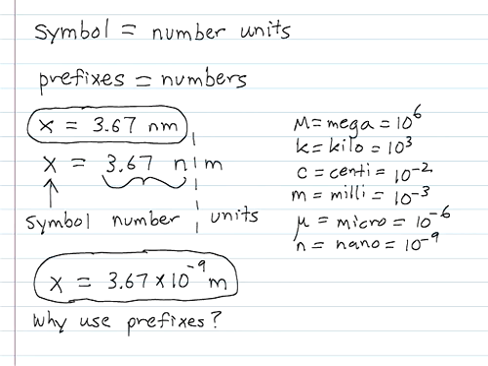You also want to be able to go in the opposite direction. So start with an explicit number and express it using a prefix. So that might take a little bit of practice. So you might want to just try making up some numbers, writing them in the proper way with a symbol, the number, and some units. And then practice switching the notation, going from using a prefix to writing the number explicitly.